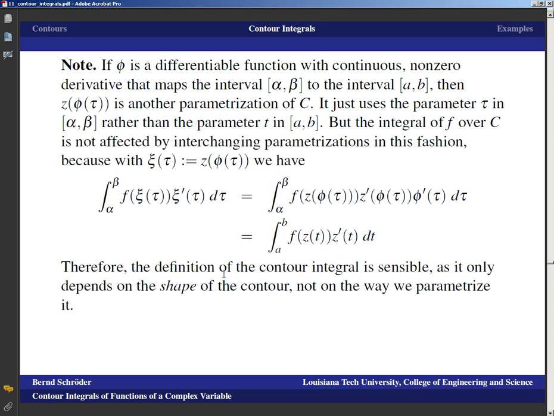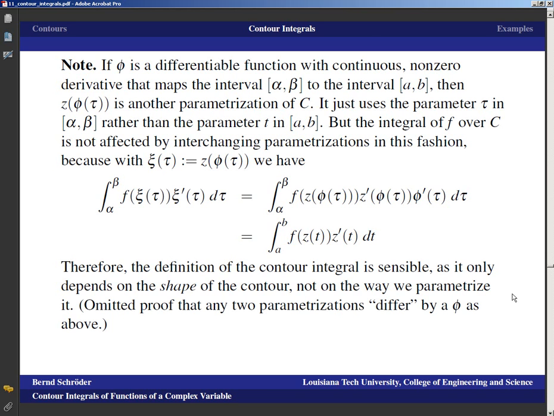So that means the definition of the contour integral is sensible as an integral that only depends on the contour. It only depends on the shape. It doesn't depend on the way we parameterize it, and that's very important because we want these things to be, in the end, geometric entities that don't depend on how fast we go around the contour.